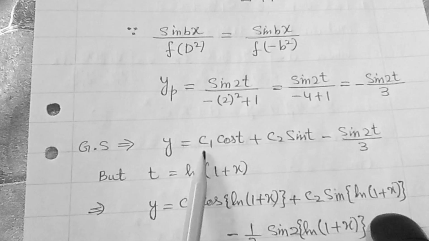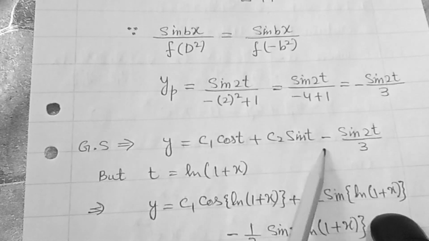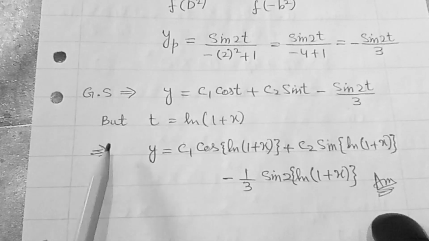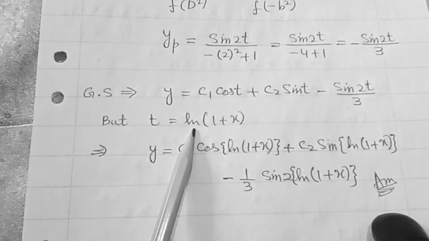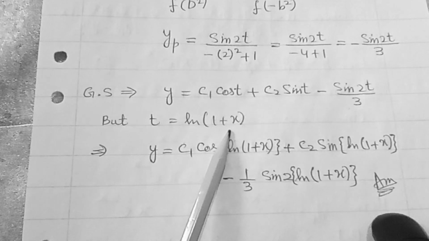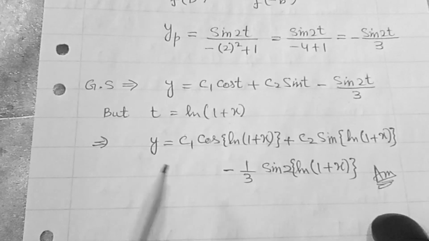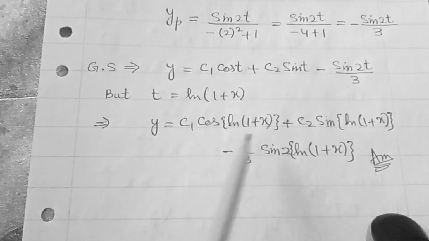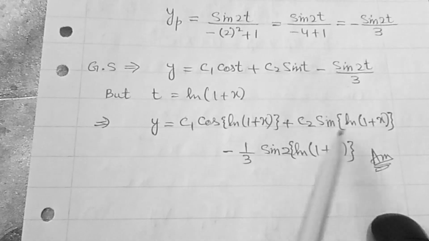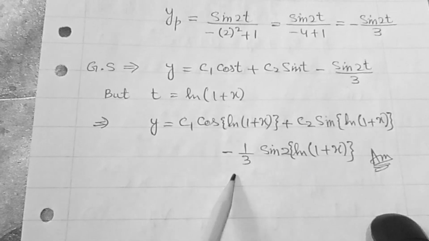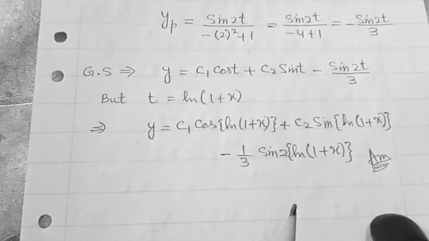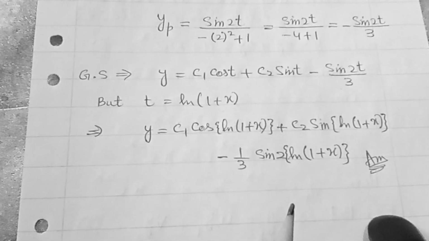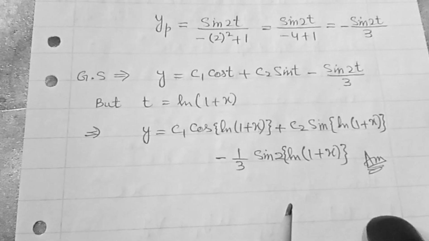The general solution of the differential equation will be y = c1 cos t + c2 sin t − sin 2t/3, and here we will apply the backward substitution because we know that t is equal to ln(1 + x). All the t's will be substituted by ln(1 + x). So the general solution will be y = c1 cos ln(1 + x) + c2 sin ln(1 + x) − (1/3) sin 2 ln(1 + x). This is our required solution for this differential equation.